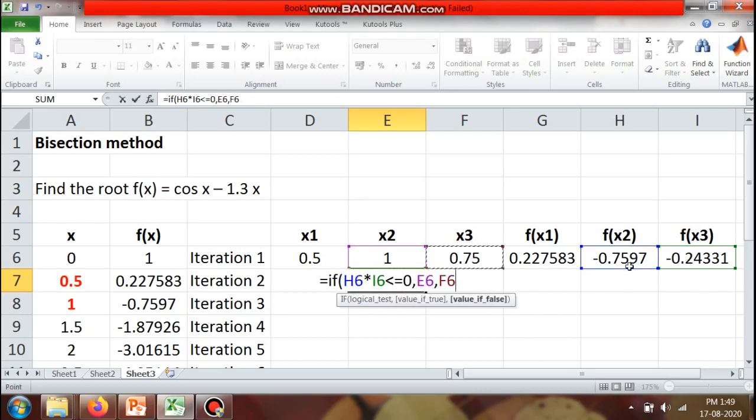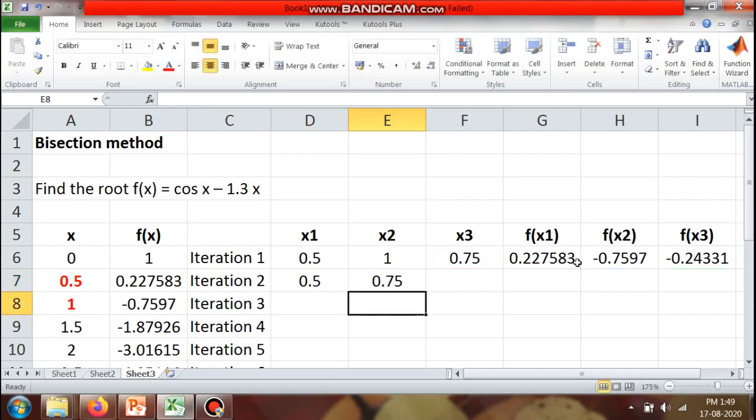So if you see here, the multiplication of f of x2 and f of x3 is greater than 0, so that means this condition is false at this particular moment. So the F6 value must be printed, hence this particular logic test is false, automatically the F6 value will be printed in this particular cell. So I will complete the bracket and I will say enter. So now if you see here, the value of x2 is automatically taken from the value of x3 from the previous iteration. That means we have replaced x2 with x3.